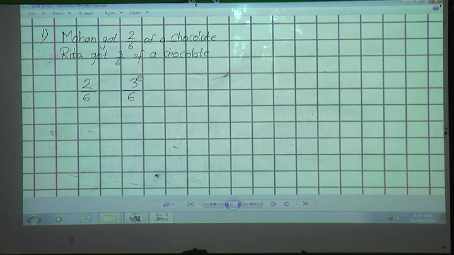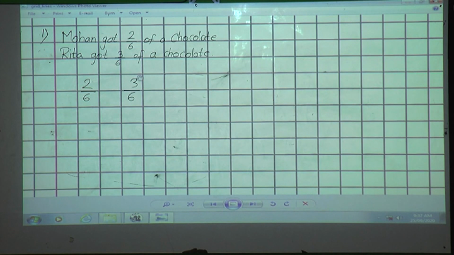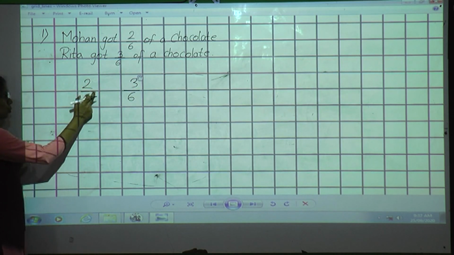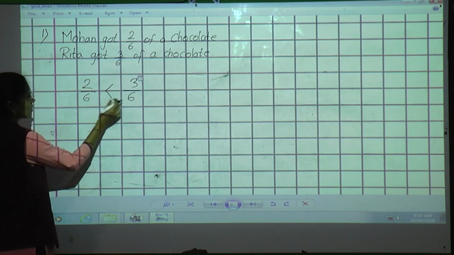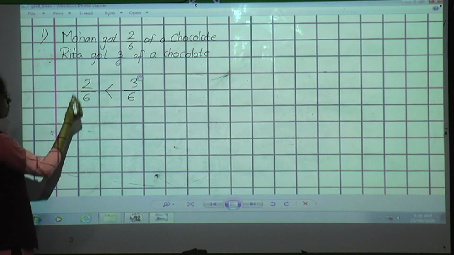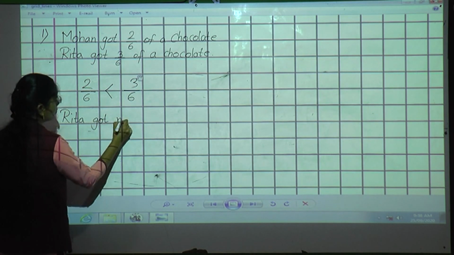Now see the numerator. In the first fraction the numerator is 2 and in the second fraction the numerator is 3. So do the comparison, 2 and 3. In between 2 and 3, which one is greater? Yes, 3 is greater than 2. So this 3/6 fraction is greater than 2/6. So who got 3/6? Rita got. Means here Rita got more chocolate.